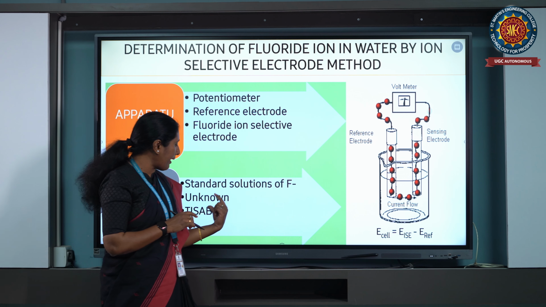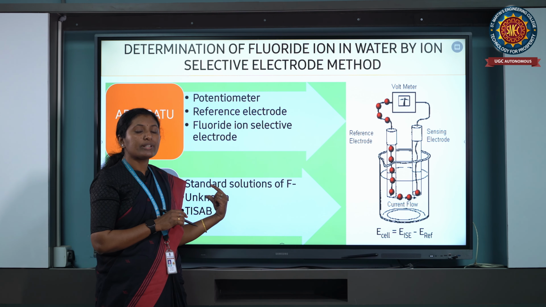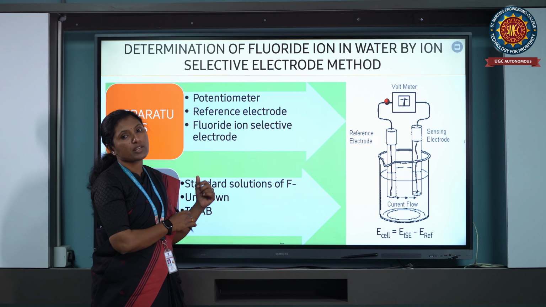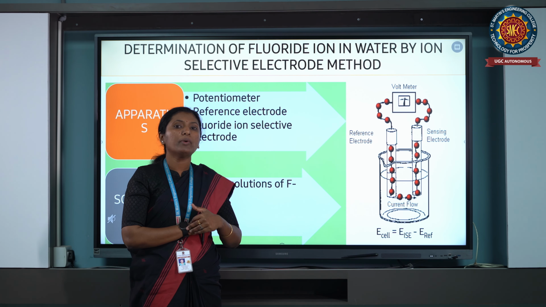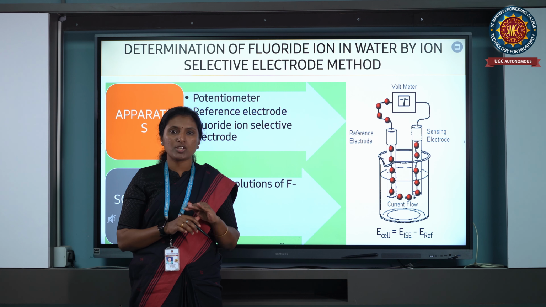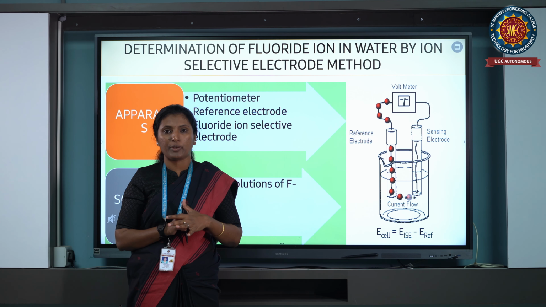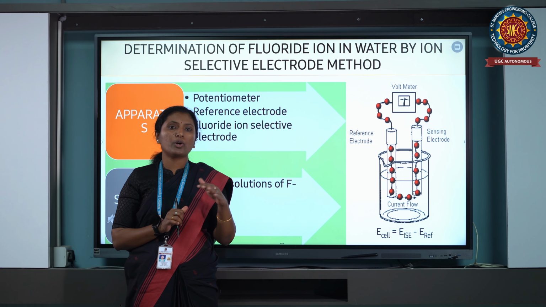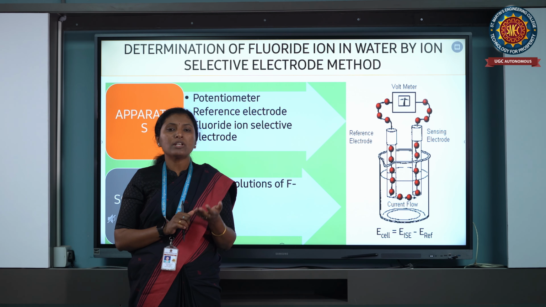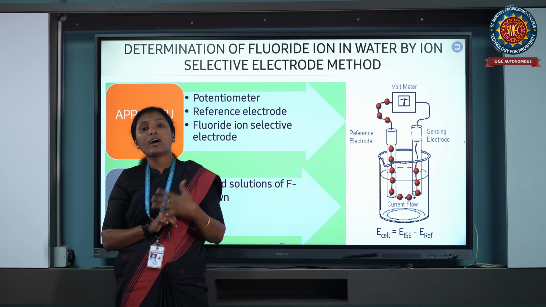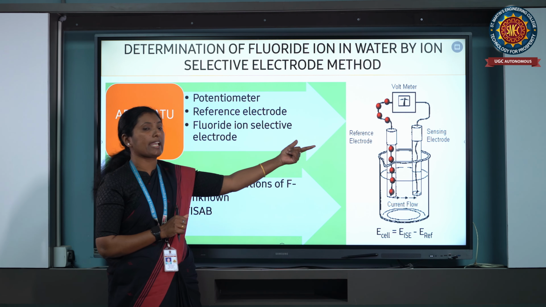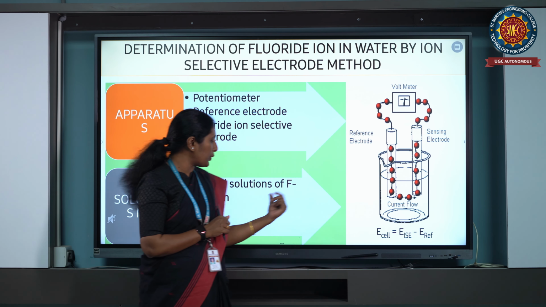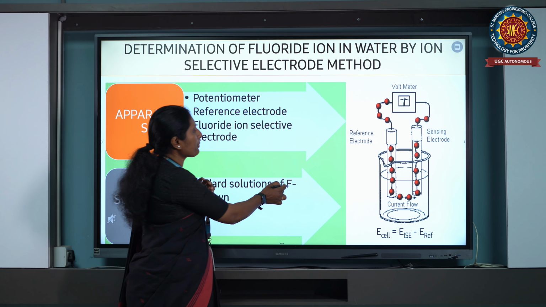In that you have to add some TISAB also. So what is TISAB? Total ionic strength adjusting buffer. Why are we adding TISAB? In order to maintain the pH at 5 to 5.5. See, in the water not only fluorine, some other ions will be there, like OH, etc. So those ions can interfere with this experiment, or these values can be interfered with. In order to avoid that, we are using TISAB also.